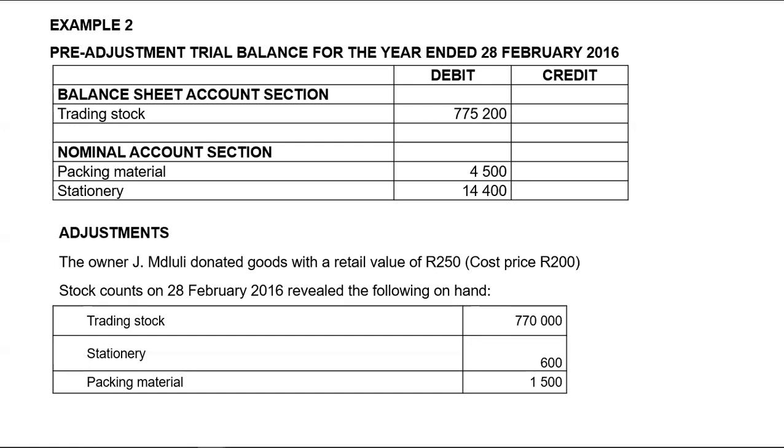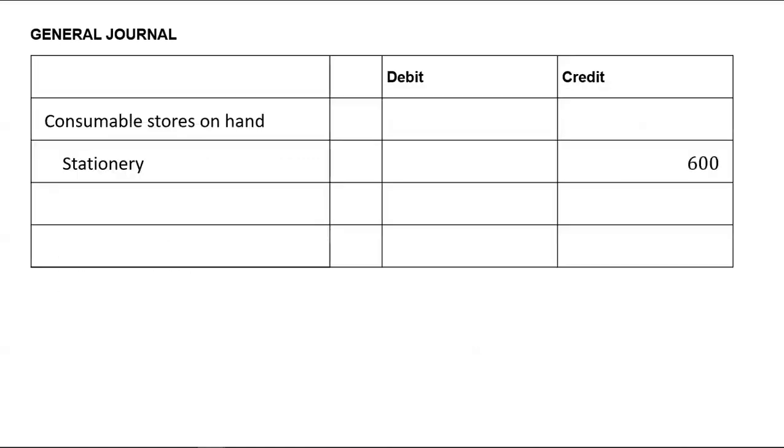Hence, we are simply going to do the same thing again. Debit consumable stores on hand, but then credit packing material. We are going to credit packing material by 1,500. We are simply reducing it from 4,500 by 1,500 to arrive at 3,000, which will be our actual expense when it comes to packing material.